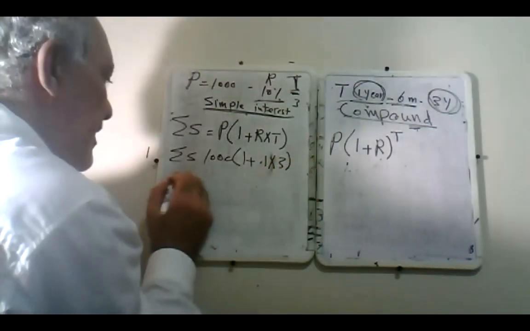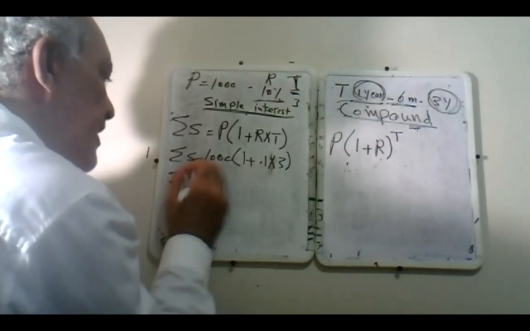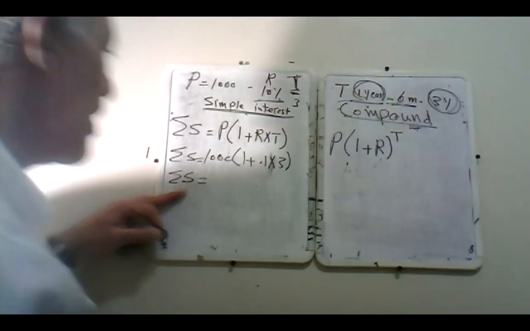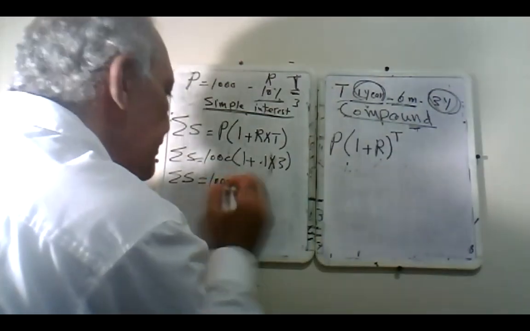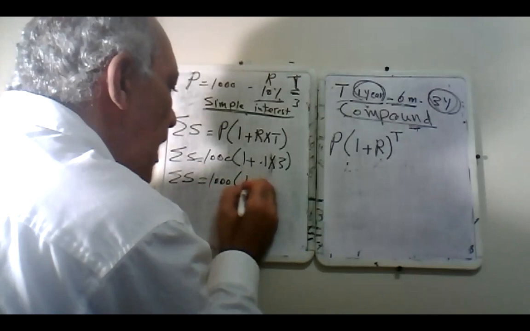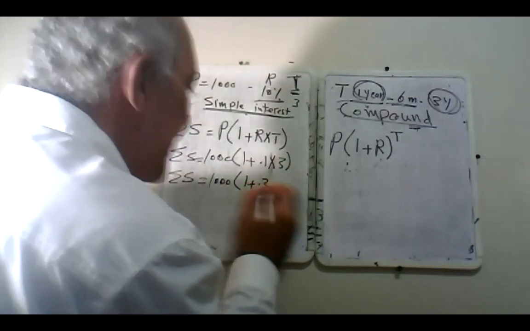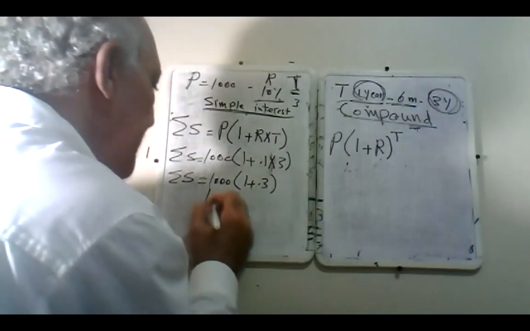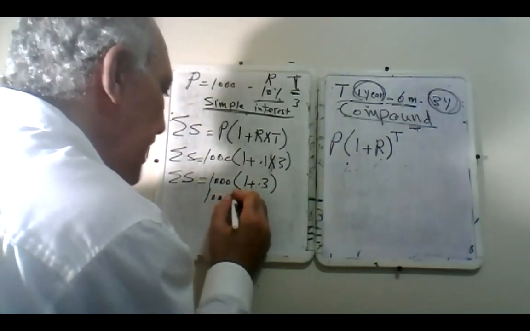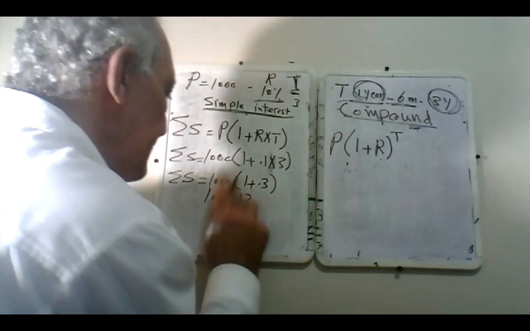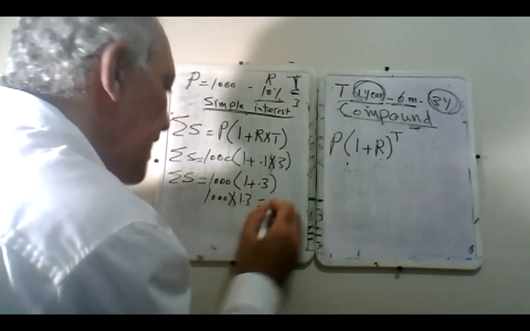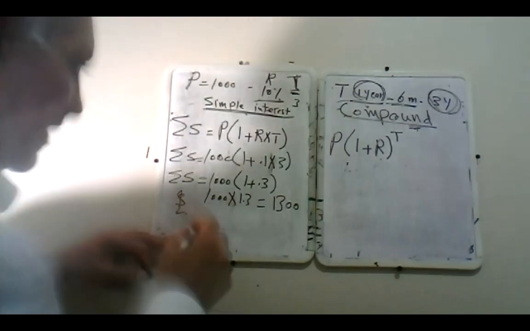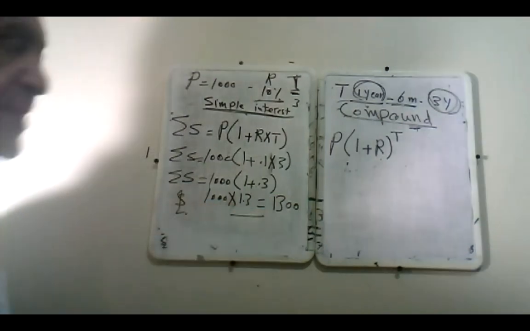Perfect. Then the sum future will be, S means sum future, the value in the future, $1,000 multiplied by 1 plus 0.3, because 0.1 times 3 is 0.3. It will be $1,000 multiplied by 1.3. That will come to $1,300. At the end, it will be like this.